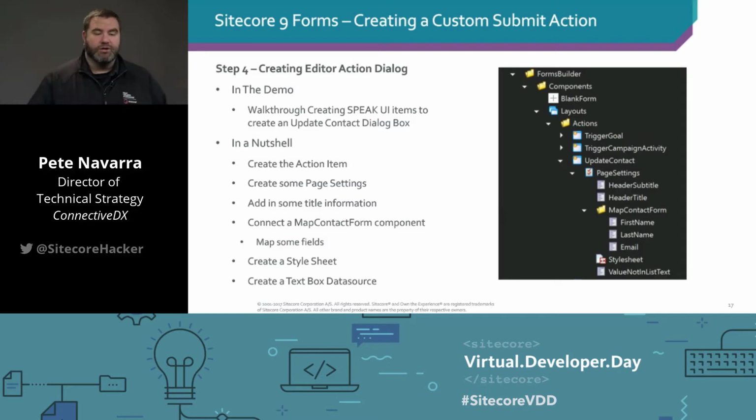In a nutshell, you're going to create the action item, create some page settings, add some title information, connect a map contact form component where we're going to list some fields, and we're going to create a style sheet. We're also going to create a text box data source for messages that might get passed back to the author.